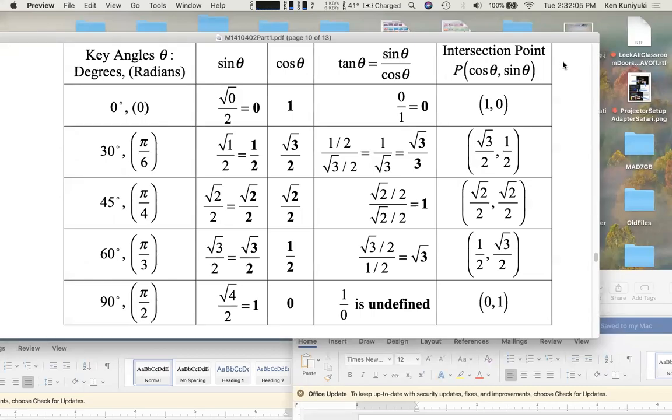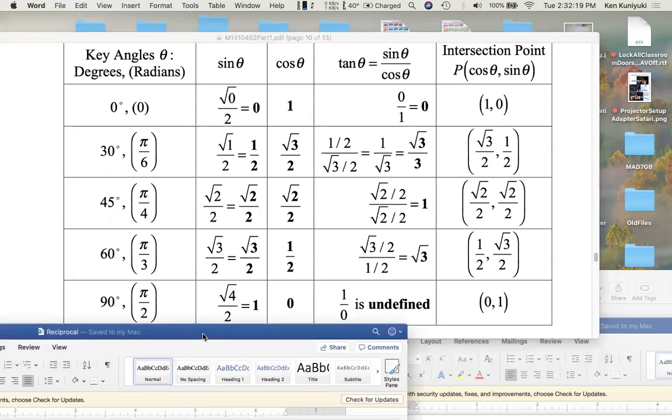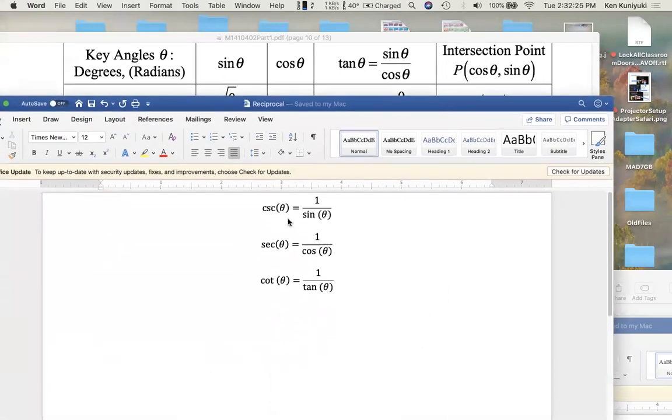Hi everyone, we're continuing with the table of basic trig values from 0 degrees to 90 degrees. We've talked about the critical columns for sine of theta, cosine of theta, and tangent of theta, but now what about the three reciprocal functions? Remember, what's the reciprocal of sine of theta? Careful, it's cosecant of theta. The reciprocal of cosine of theta is secant of theta. The reciprocal of tangent of theta is cotangent of theta.